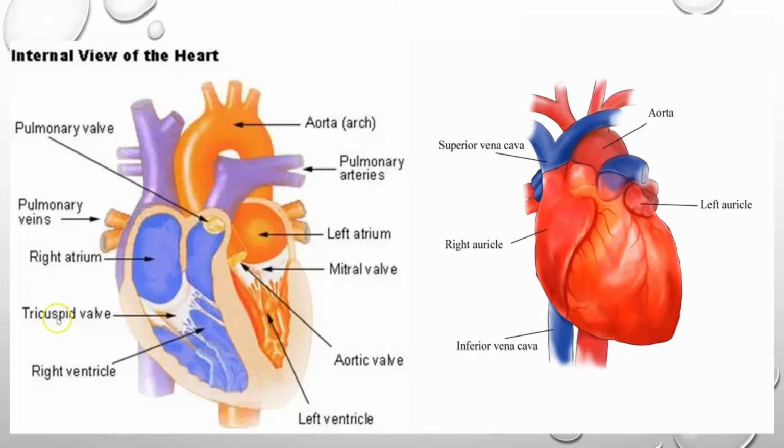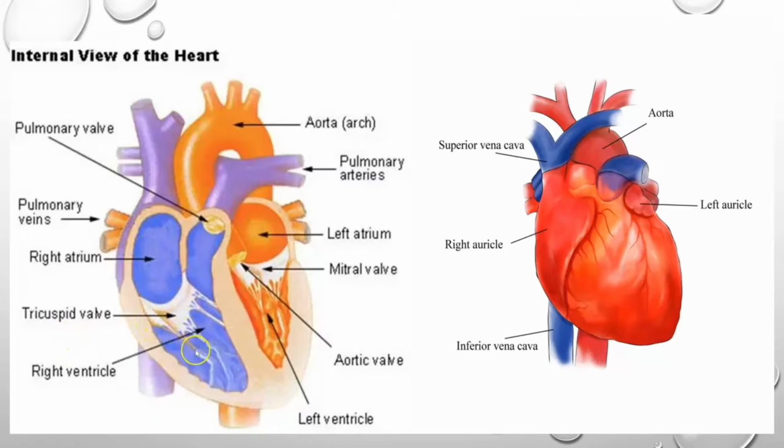Now you can see, apart from these auricles and ventricles, we can see the tricuspid valve on the right hand side and the mitral valve or bicuspid valve on the left hand side. So why are these valves present here? Because the flow of blood is unidirectional inside the heart. Okay, to prevent the backward flow of blood, this valve is present.